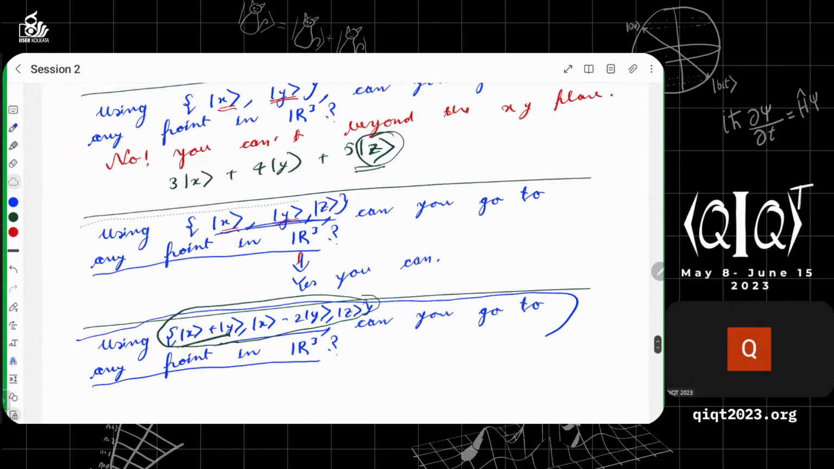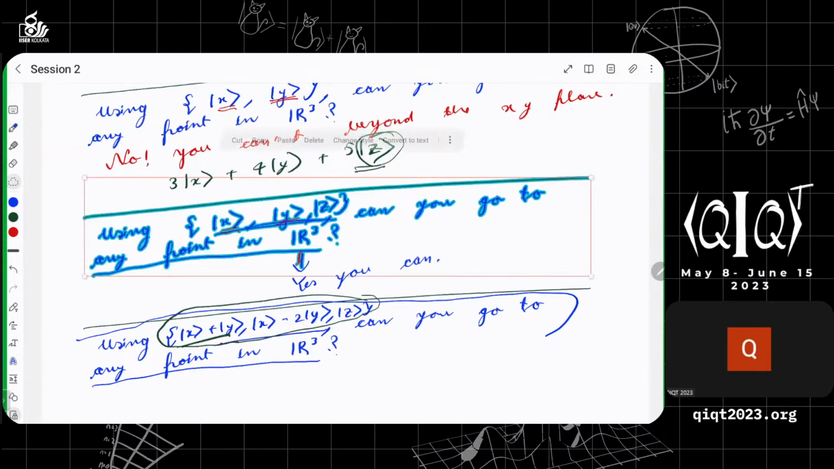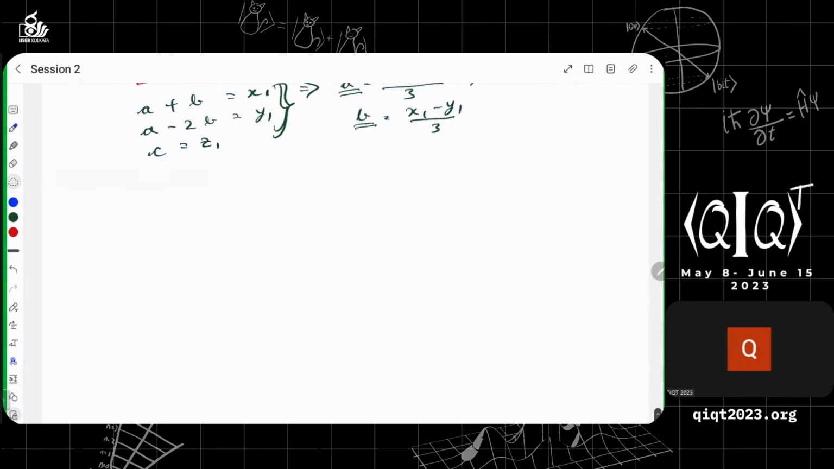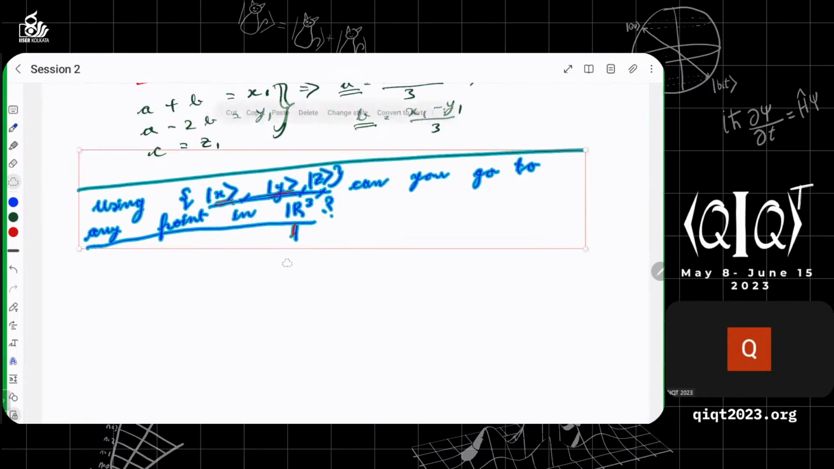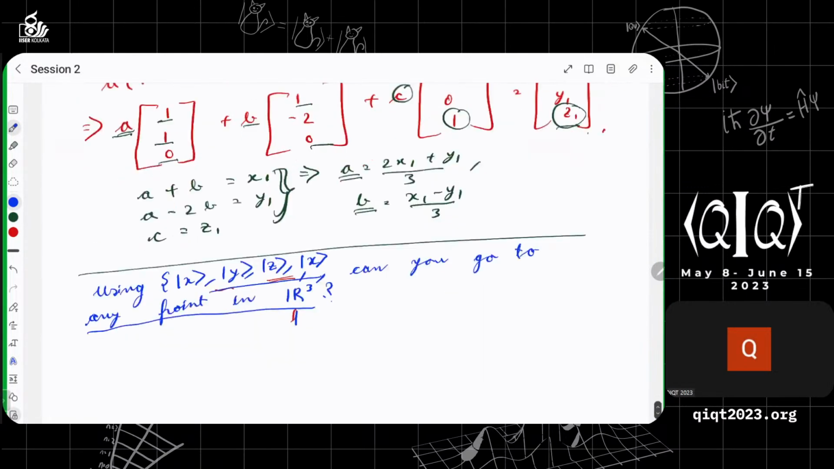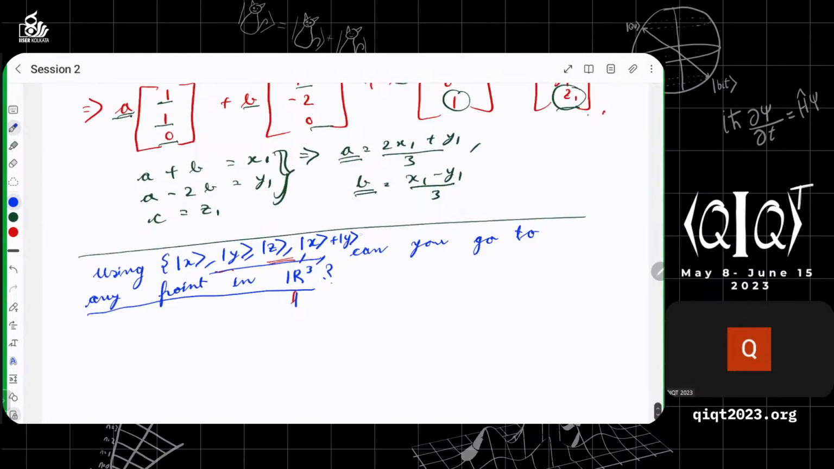Maybe let's copy this. Okay. So now I'm taking this set. Now I have a set with 4 elements: x ket, y ket, z ket, and x ket plus y ket. So with these 4 elements, can I go to any point in R3?